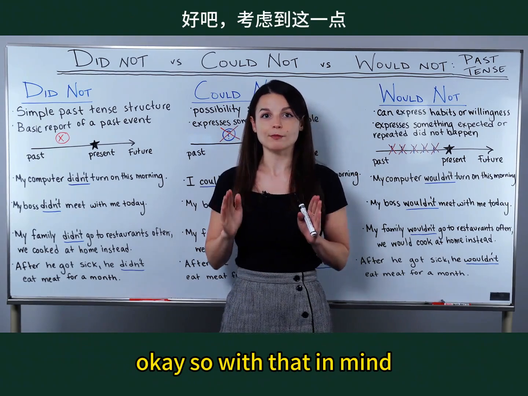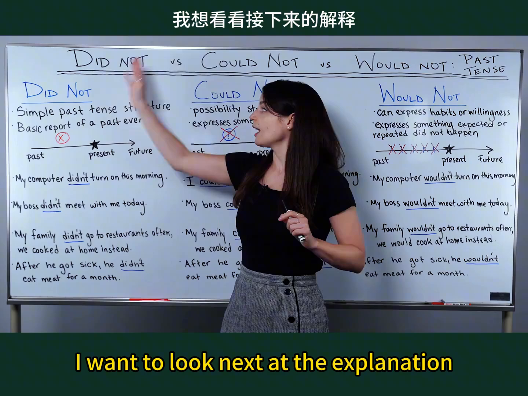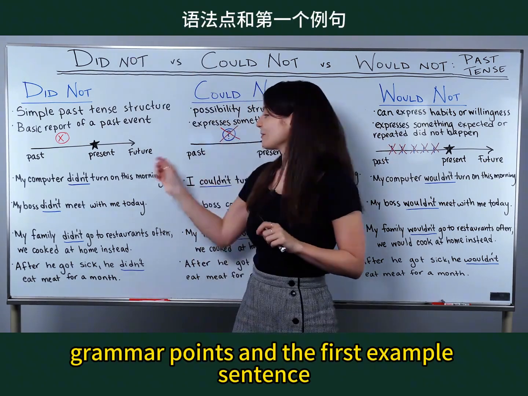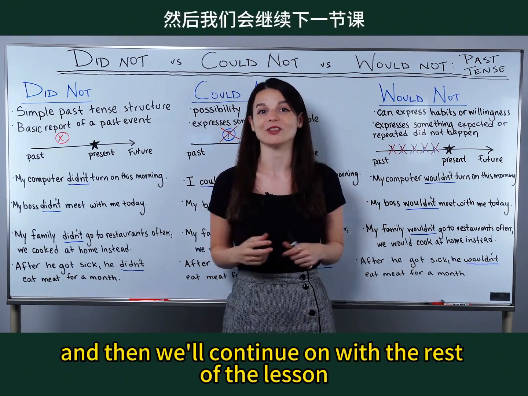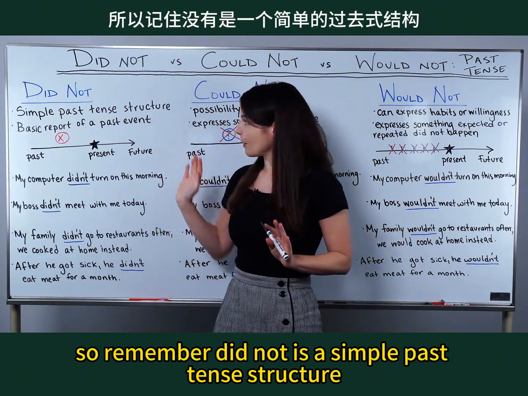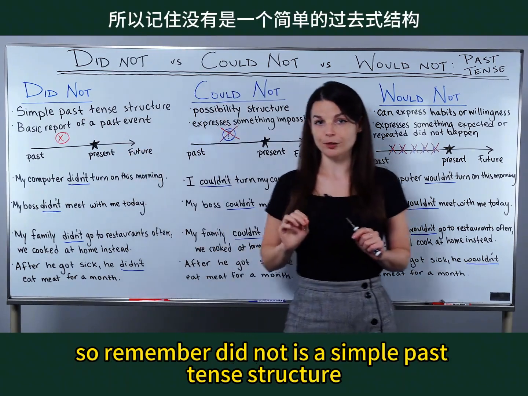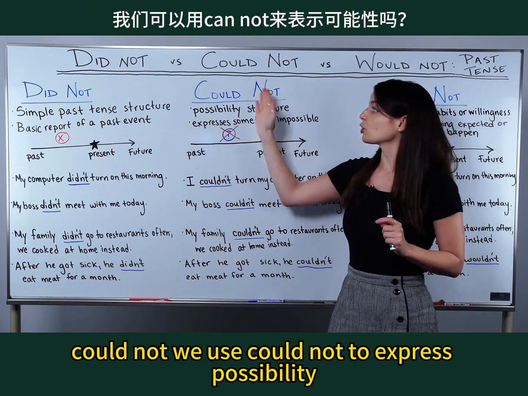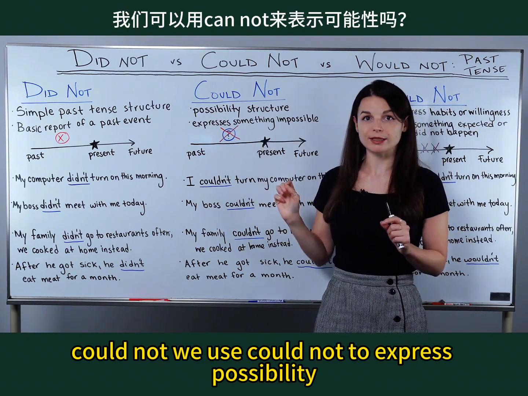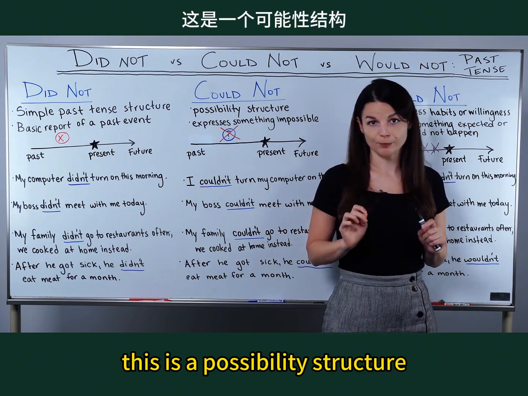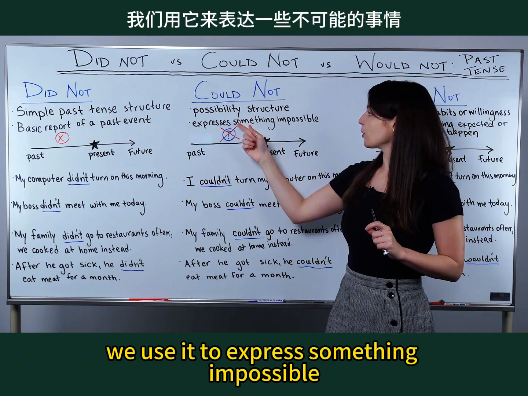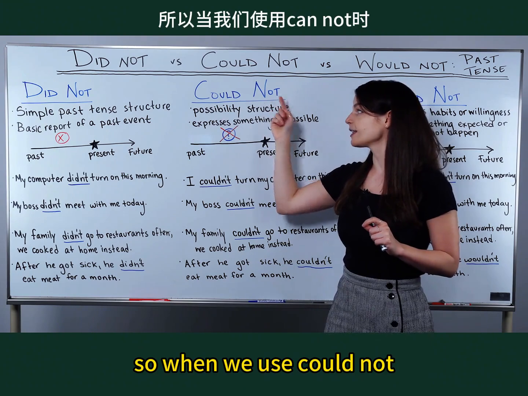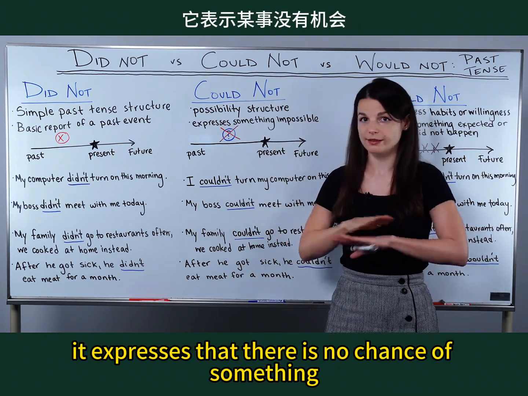Okay, so with that in mind, I want to look next at the explanation of the other two grammar points and the first example sentence of each, and then we'll continue on with the rest of the lesson. So, remember, did not is a simple past tense structure. Let's compare this to could not. We use could not to express possibility. This is a possibility structure. We use it to express something impossible. So when we use could not, it expresses that there is no chance of something.